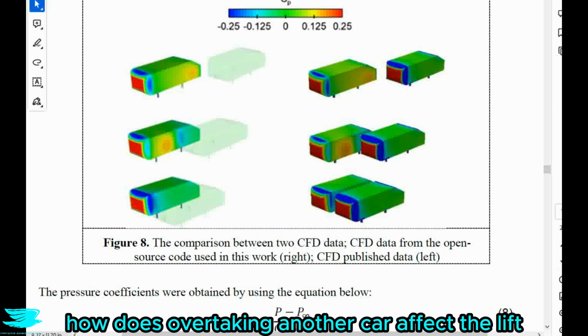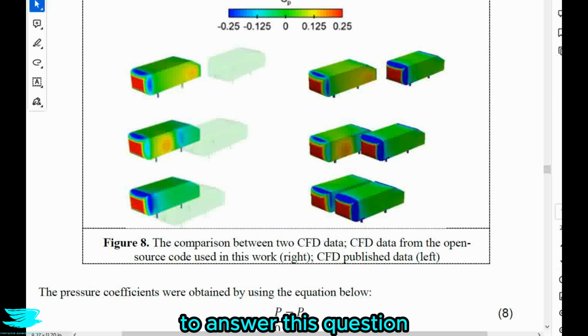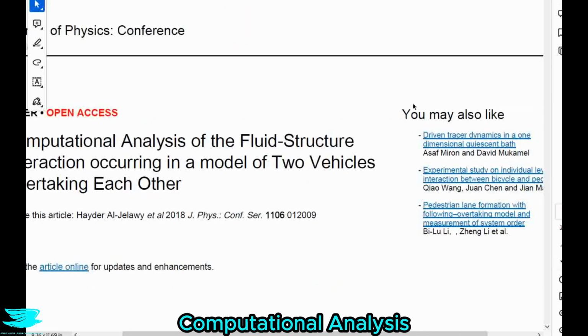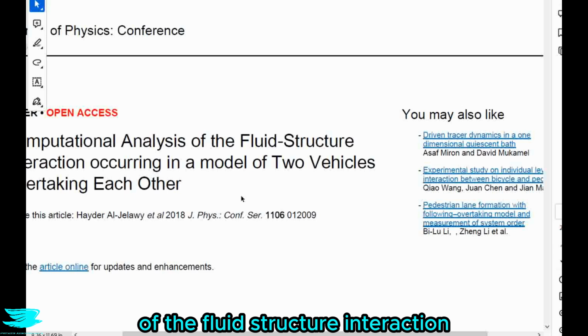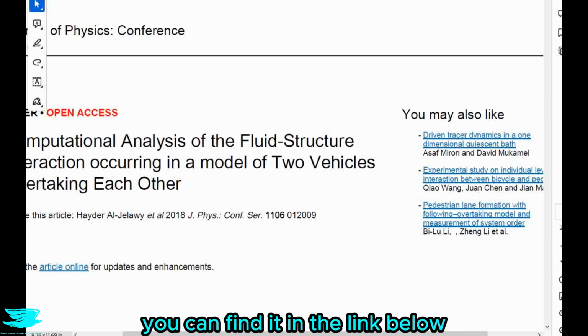How does overtaking another car affect the lift, drag, and even side force of your car? To answer this question, we are looking at this paper called Computational Analysis of the Fluid Structure Interaction Occurring in a Model of Two Vehicles Overtaking Each Other. It is open access, so you can find it in the link below.